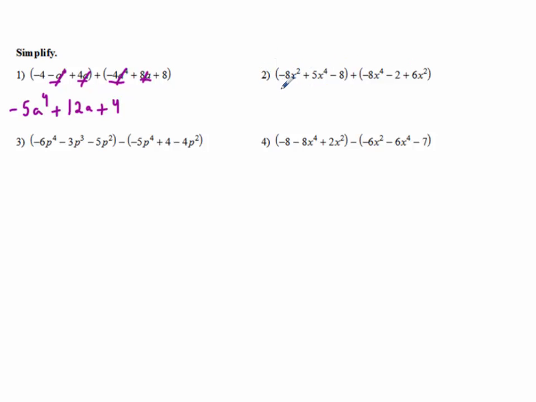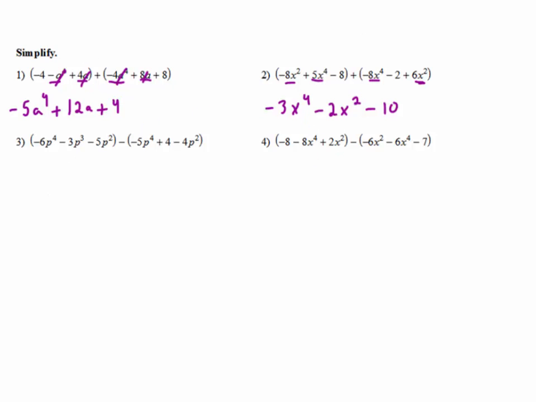Okay, on the next one, same kind of deal. X to the 4th is my biggest exponent, so that gives me negative 3x to the 4th. Then I go to my x squareds and do negative 8x squared plus 6x squared is negative 2x squared. And then negative 8 minus 2 is negative 10. That's my answer. All we're doing is adding like terms.